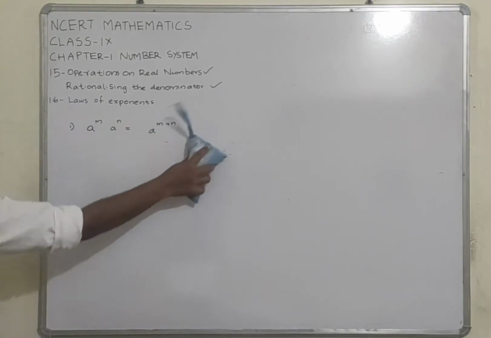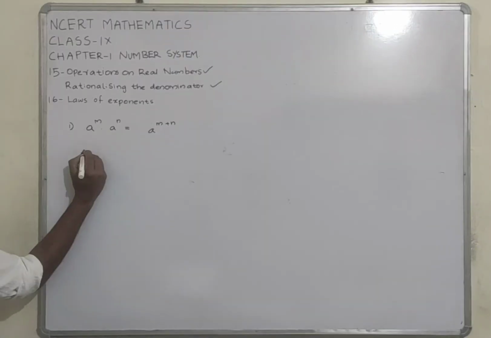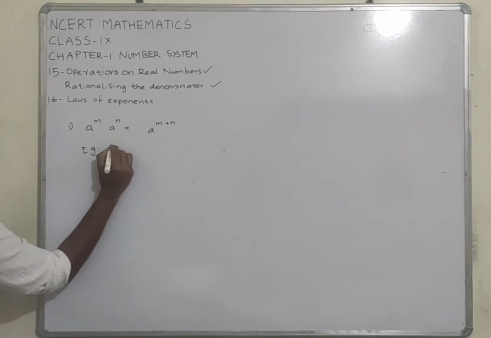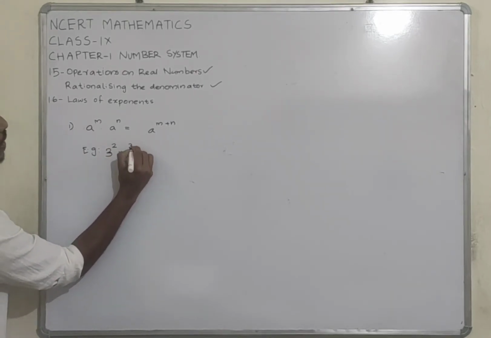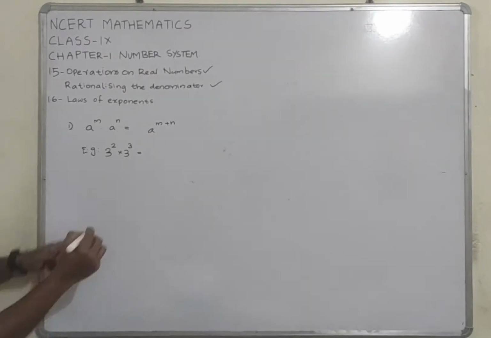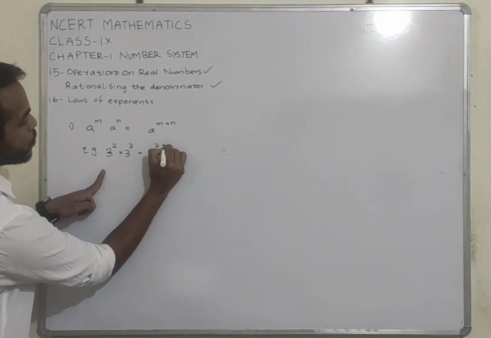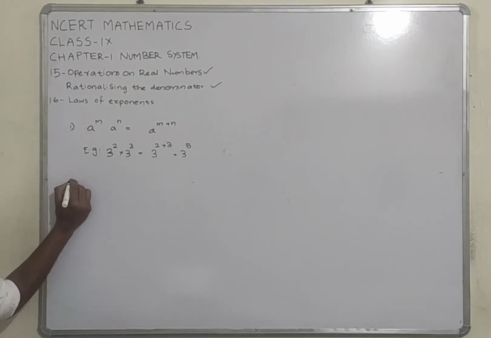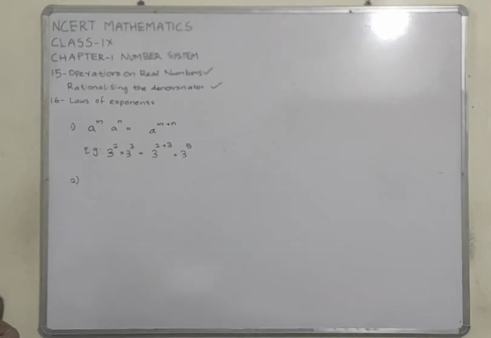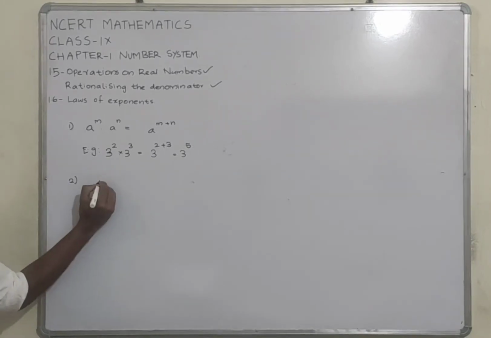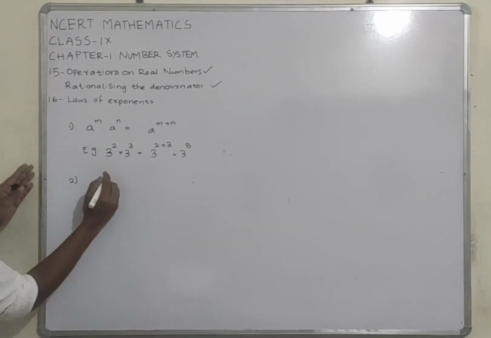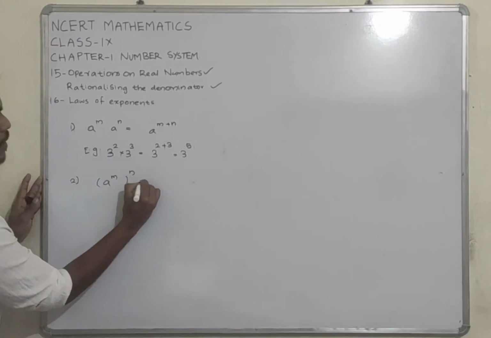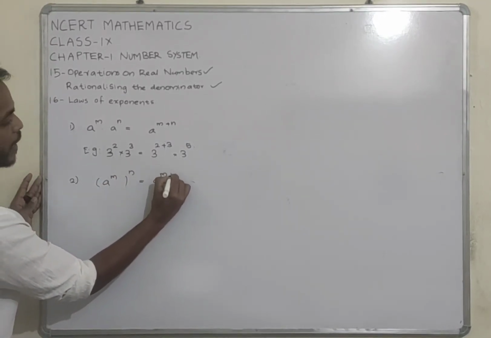We'll give one more example. 3 raised to 2 into 3 raised to 3. How will this be written? 3 raised to 2 plus 3, or 3 raised to 5. Now the second identity. Don't get confused with these two identities that I am going to say. A raised to m whole raised to n is a raised to m into n.